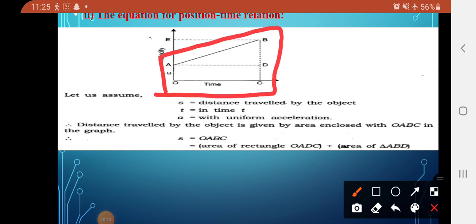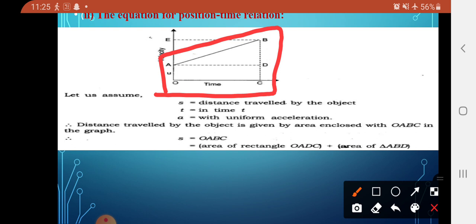Okay, so here you may find the area is in the form of a quadrilateral. A quadrilateral is nothing but a figure with four sides, where S is equal to the distance traveled by the object. We have to assume T is the time and A is the uniform acceleration. So the distance traveled by the object is given by the area enclosed by OABC. So here we have to cover the total area OABC.